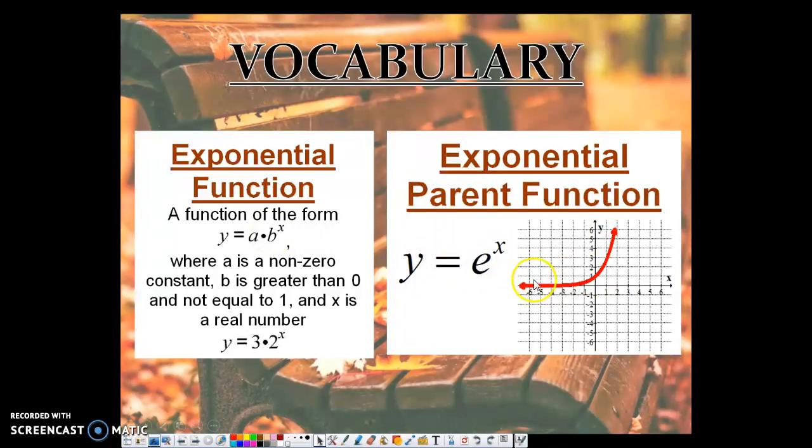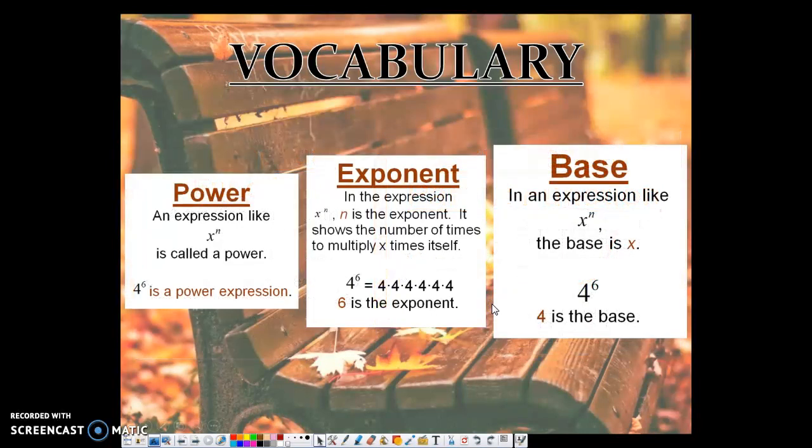It's something that looks like this. That would be an exponential function. Remember, a power expression is like 4 to the 6th power, anything that has an exponent. The exponent is the 6 in 4 to the 6th power. That's called the exponent, that 6. The base in 4 to the 6th power is that 4, okay?